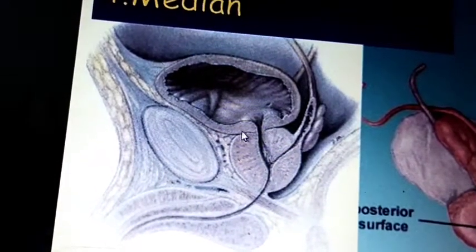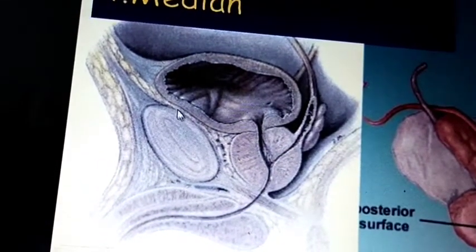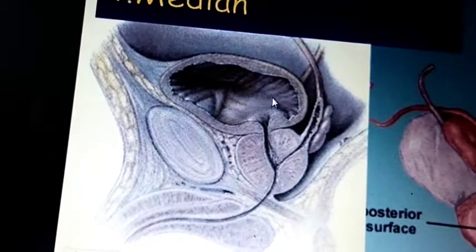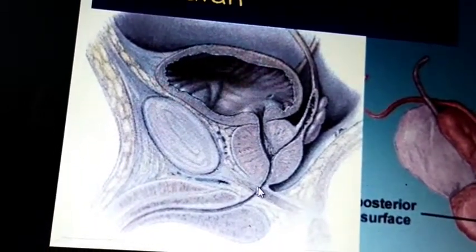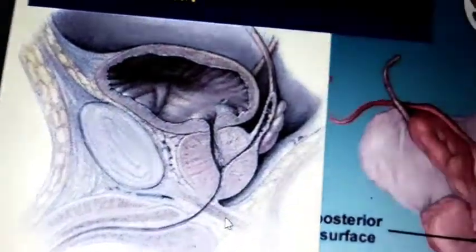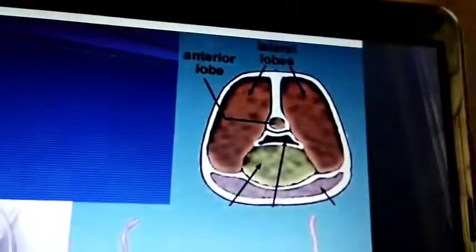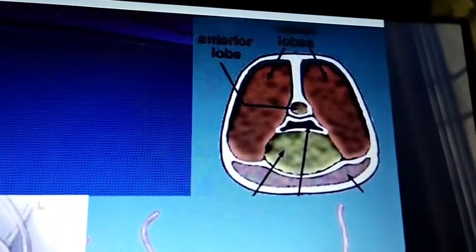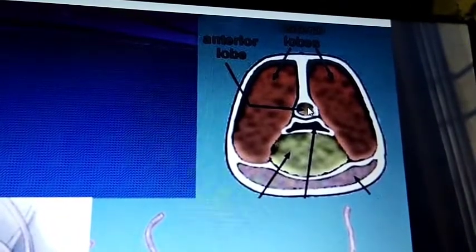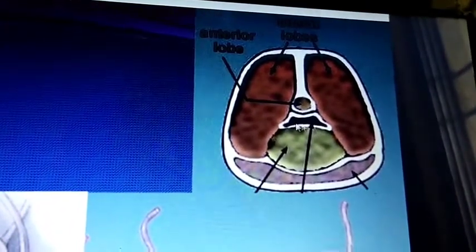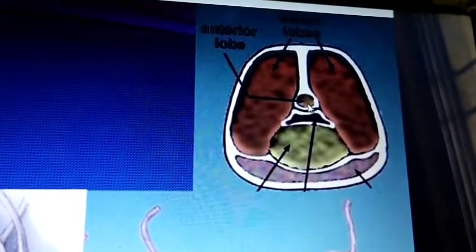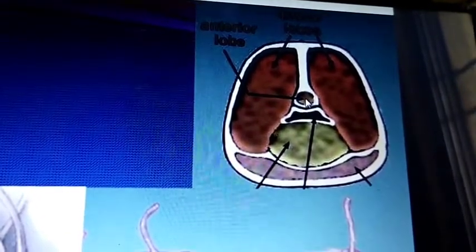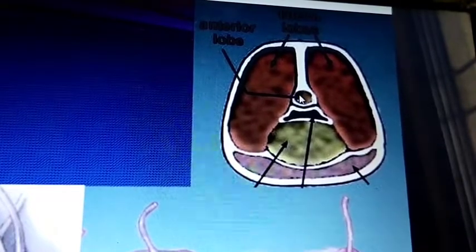The base is present at the neck of the bladder. You can see the bladder, and this is the apex, which rests on the urogenital diaphragm. Now we can go for the lobar anatomy. This is the anterior lobe. These two are lateral to the prostatic urethra, that is why they are called lateral lobes. This is anterior to the urethra, that is why it is the anterior lobe.